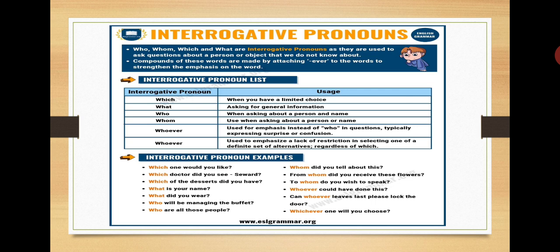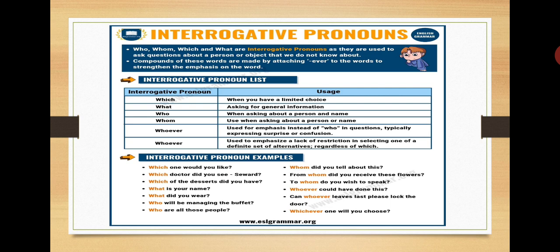For example, which is used when you have a limited choice for a thing. What is used for asking for general information. What is the time, where is it, what have you eaten. Then who, when asking about a person and name. Whom, used when asking about a person or name.